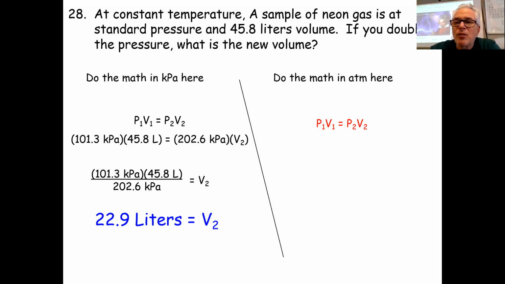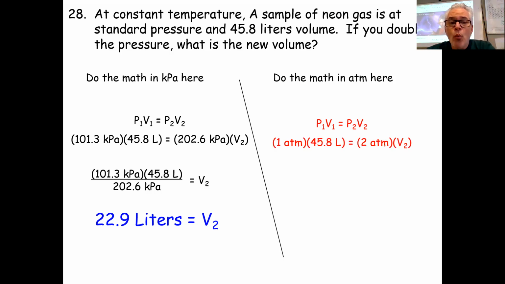So if we do this gas problem in kPa, pressure times volume equals pressure 2 times volume 2. If we have starting conditions and double the pressure, the volume goes down to 22.9 liters. What if you didn't pick kPa? What if you picked atmospheres? Is that okay? Yeah, it is.